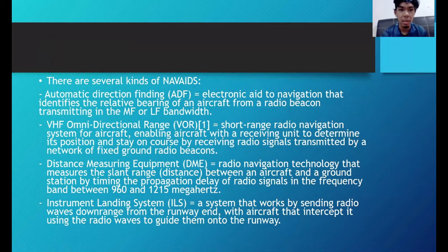The first one is automatic direction finding, ADF, which is an electronic aid to navigation that identifies the relative bearing of an aircraft from a radio beacon transmitting in the MF or LF bandwidth. The next one is VHF omnidirectional range, or VOR. This is a short-range radio navigation system for aircraft, enabling aircraft with a receiving unit to determine its position and stay on course by receiving radio signals transmitted by a network of fixed ground radio beacons.